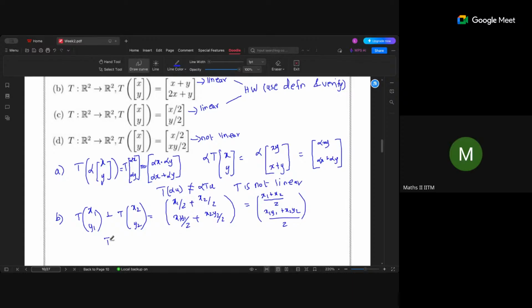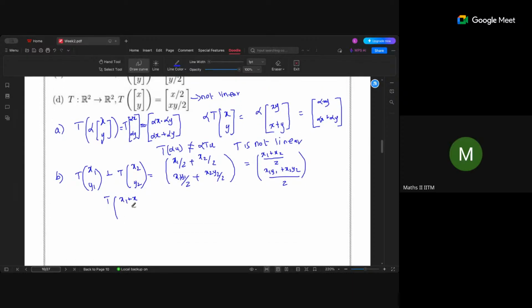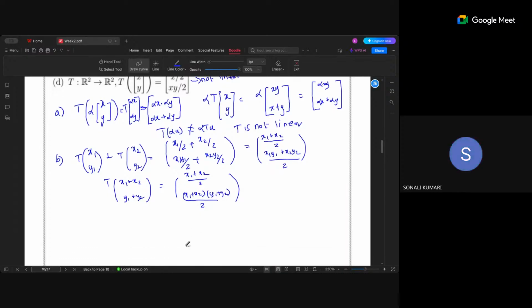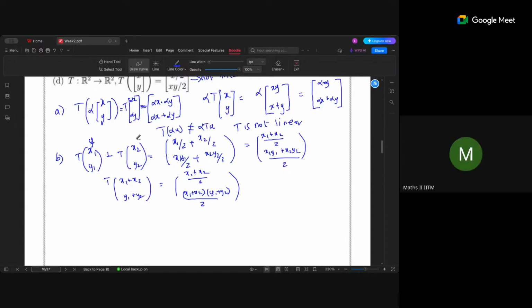Now what is T of (x1 plus x2, y1 plus y2)? It is equal to (x1 plus x2) by 2, and then here you have (x1 plus x2) into (y1 plus y2) by 2, correct? So now the change is in which coordinate? The first coordinate or second coordinate? Second coordinate. Right? So if you call this u and this v, then you see that T of u plus T of v is not same as T of (u plus v). So T is not linear.